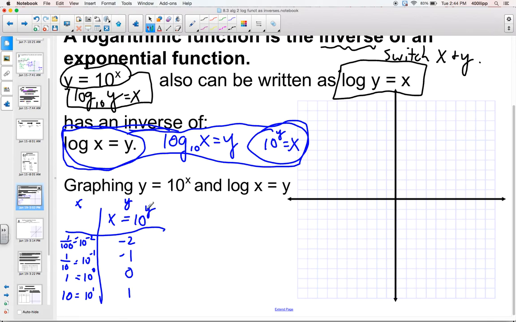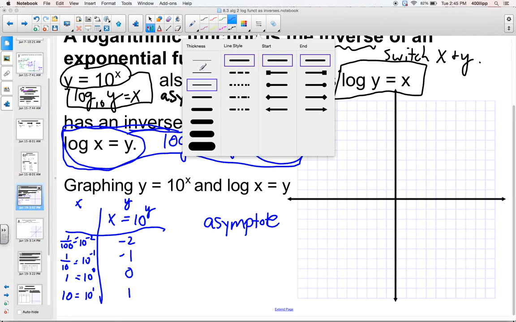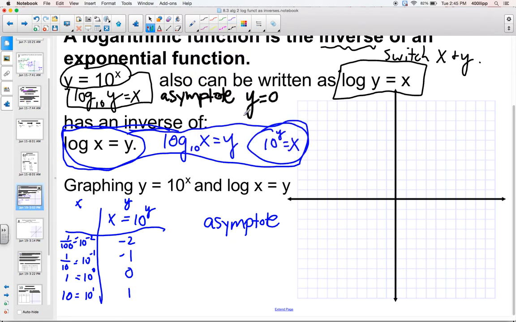I plugged in for my y because that will be easier to solve by plugging into your exponent and then solving for your x. So just like how we switched the x and y before, you switch everything. Now for these equations, your asymptote will change too. The asymptote for y equals 10 to the x here is y equals 0, right? So now the asymptote for our inverse also changed. Instead of y equals 0, it's x equals 0.